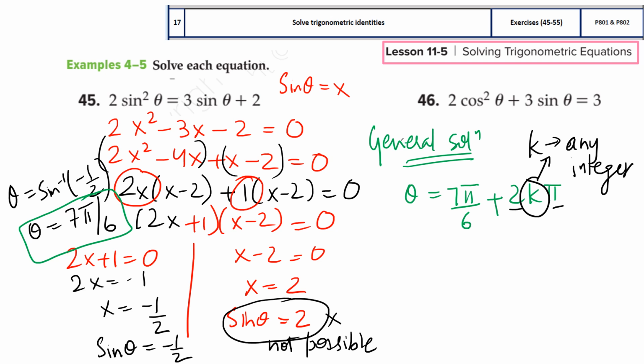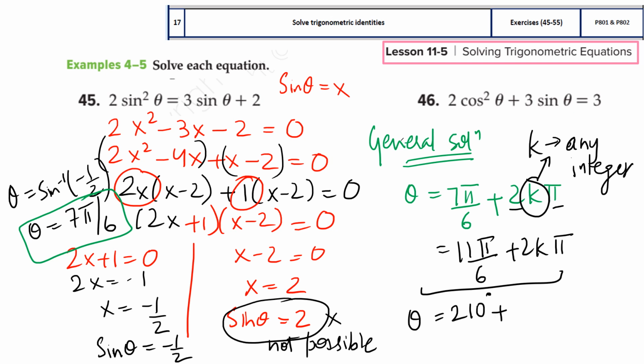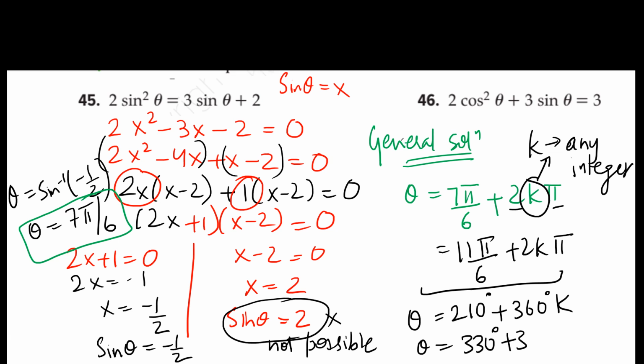Or if you want to convert this into degrees also, you can give your answer with one more value, 11 pi by 6. You will get this on your calculator. So these are the two values in radians, and if you want to convert them into degrees, it will be 210 degrees plus, instead of 2k pi, now 2 pi is 360, so 360 degrees times k. We can convert 11 pi by 6 into degrees, so that will be 330 degrees plus again 360 times k, because 360 degrees is the value of 2 pi, and k is any integer. So this completes question 45, where we have given the general solution.